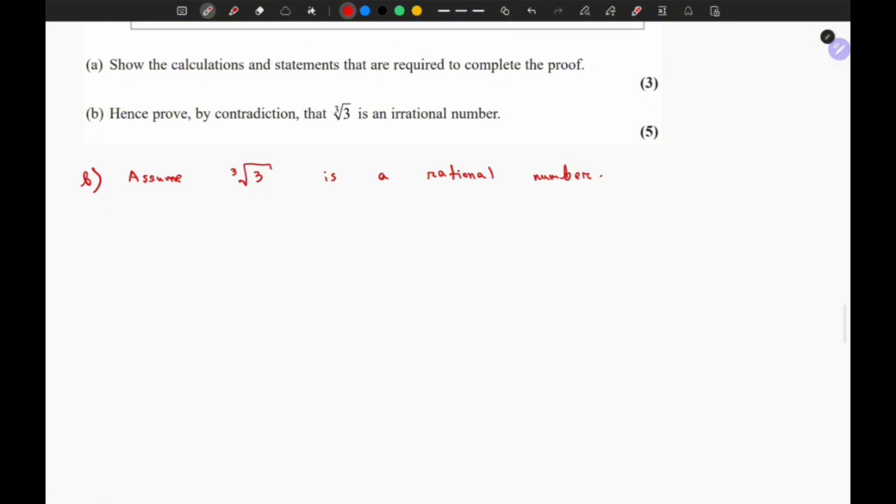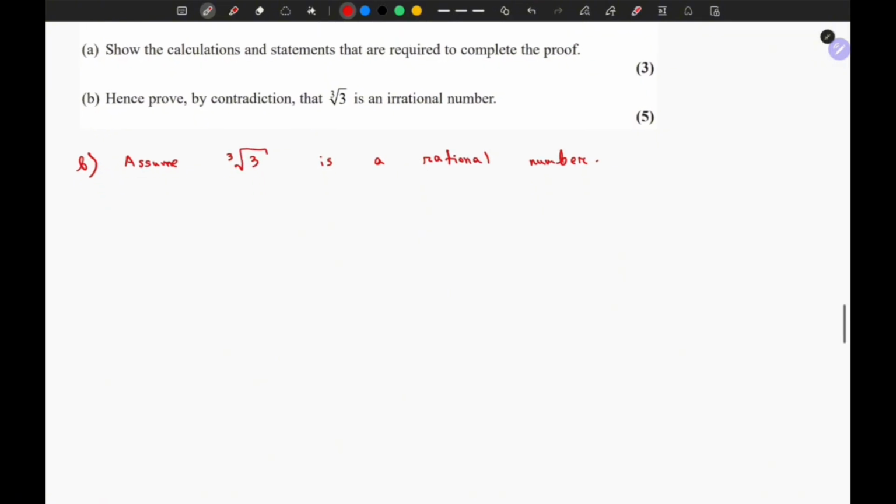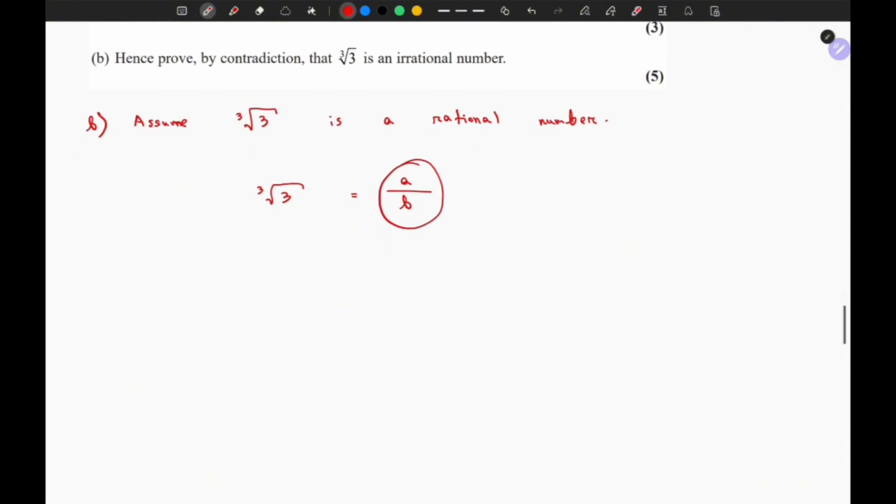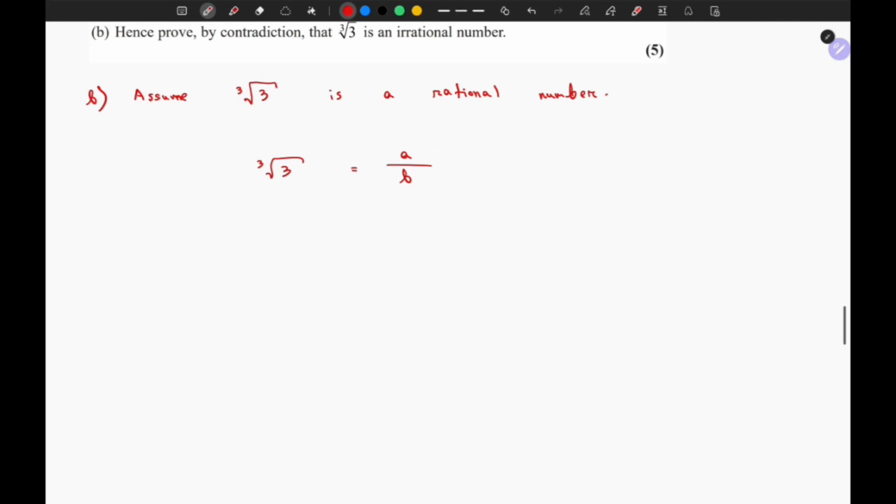Now, since this is a rational number, we have talked before about this, that this can be written as a over b, where a and b are constants, and this fraction must be in its simplest form for it to be rational. Now let's find out if this fraction is in its simplest form or not.